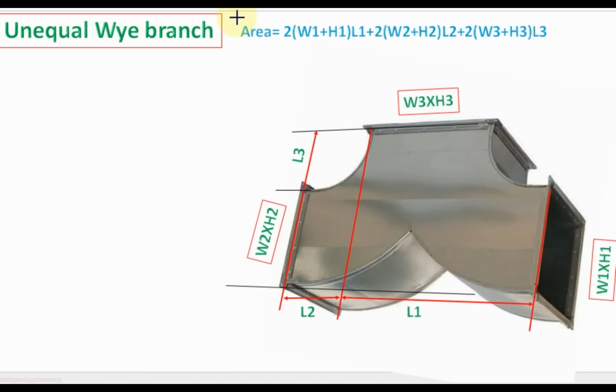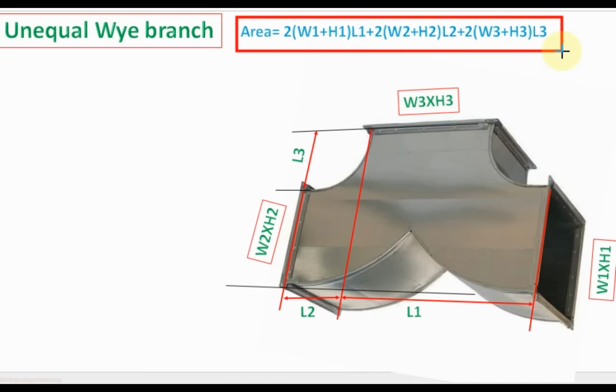Then we use the formula to calculate the area of the Y. Area equal to 2 times W1 H1 into L1 plus 2 times W2 H2 into L2 plus 2 times W3 H3 into L3.